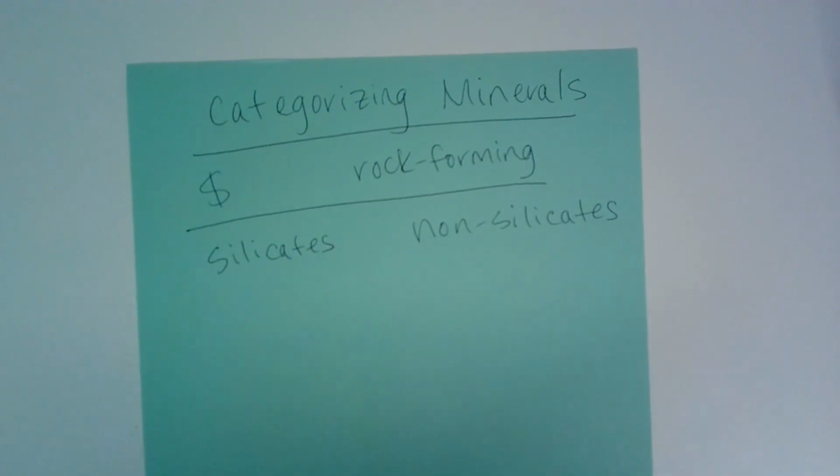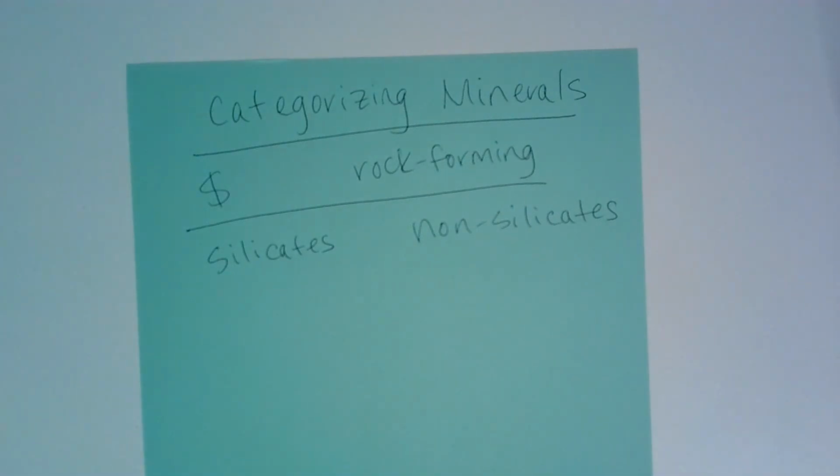We also categorize minerals into silicates and non-silicates. Silicates are the most abundant minerals on Earth. In fact, the continental crust is primarily made of silicates. They are much less dense than metallic minerals that make up the ocean floor. So this accounts for the lighter colors of the continental crust and the darker colors of the oceanic crust. It also accounts for why the continental crust kind of floats on top of the oceanic crust.